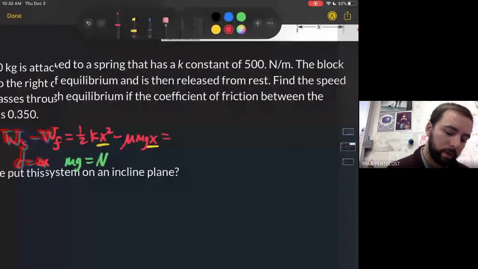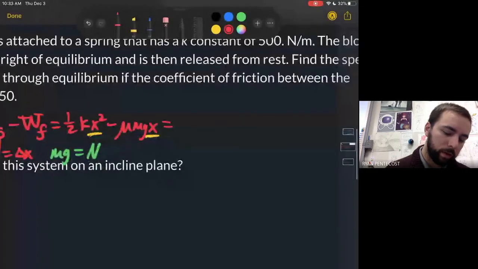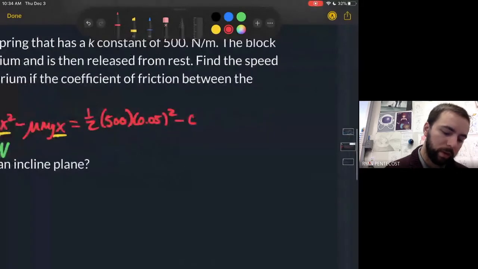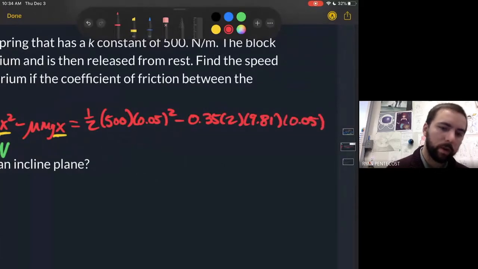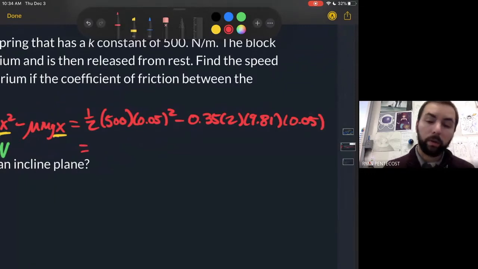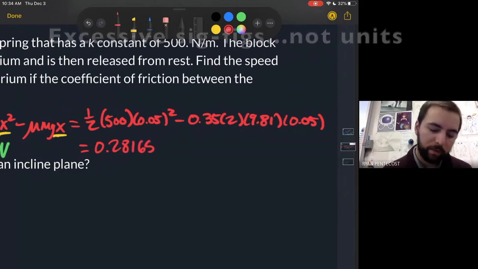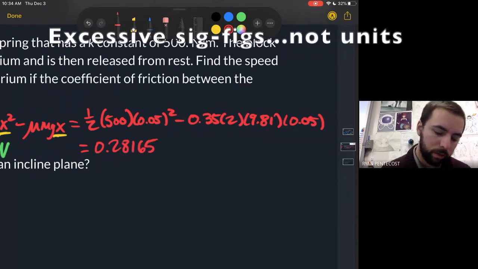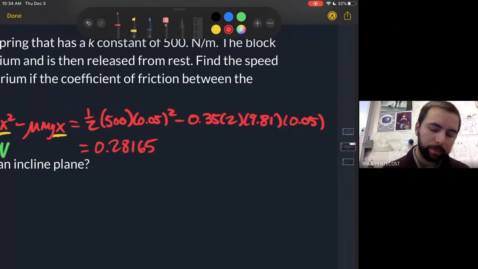We've got 1/2 times 500 times 0.05 squared minus 0.35 times 2 kilograms times 9.81 times 0.05. Okay, if we solve that, that comes out to 0.28165. That's excessive units, but we'll stick with it.